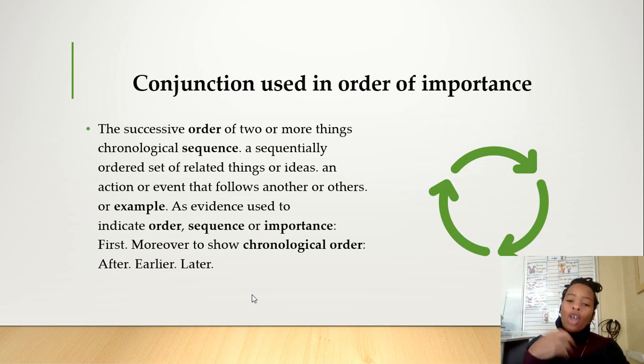Conjunctions used in order of importance. The successive order of 2 or more things chronologically sequenced. All right, these are used in chronological order, meaning that you cannot just mix and match your sentence. It must have a beginning, a middle, and then an end. So for example, we've got later. We ate lunch during lunchtime and later on we went on to play. So we know that first, what did you do? You ate your lunch and then later on you went and played. So the word later becomes an order of importance. It helps you to know in what order you did things.